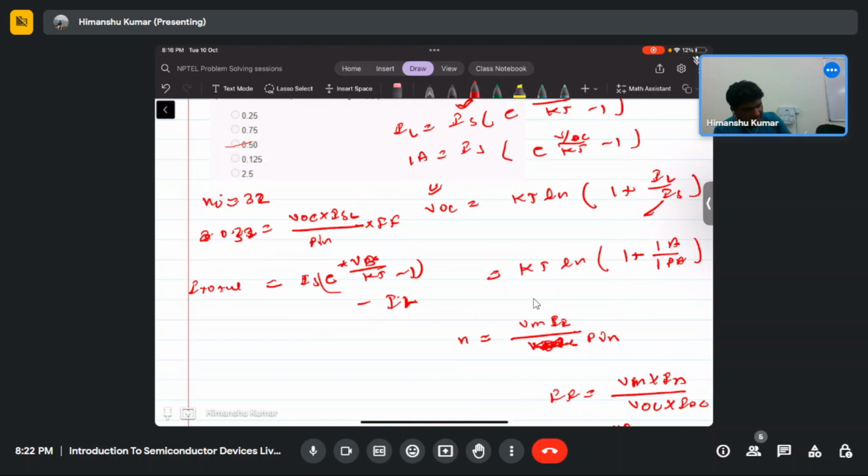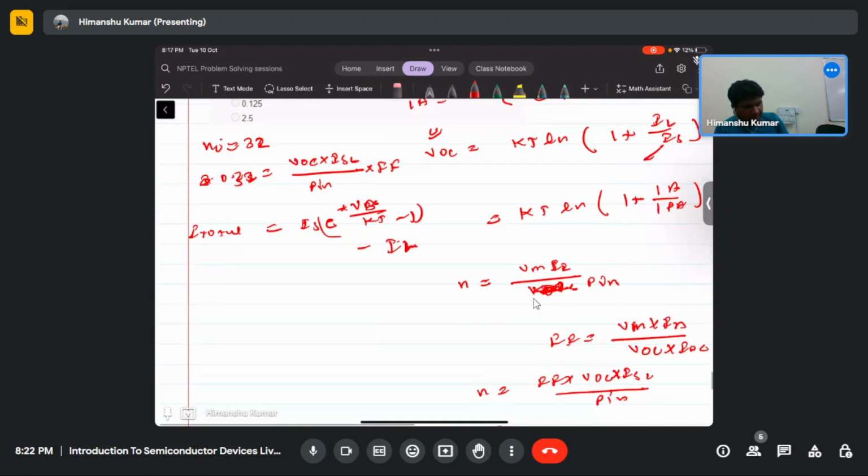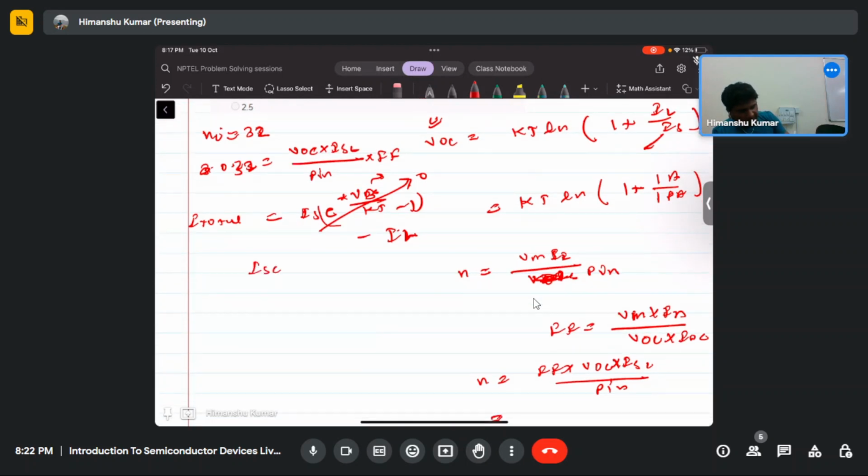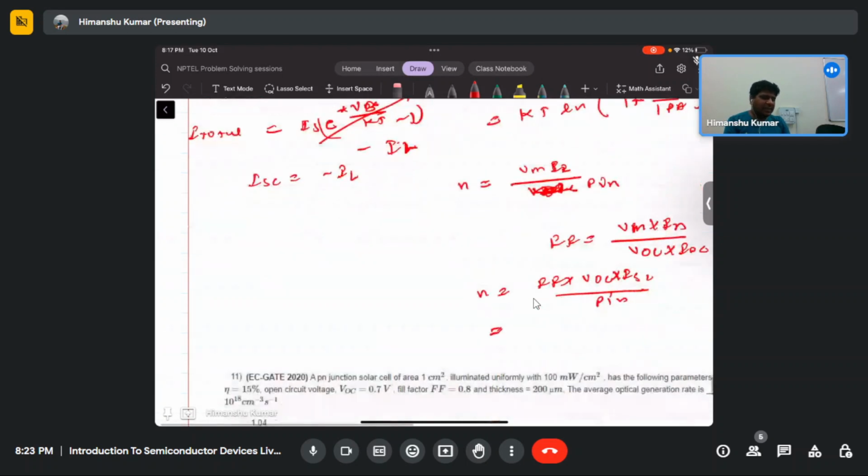So now if you put this VB at 0, that is short circuit, this will be at 0, then this exponential will become 1, this term will go to 0, right? So that your ISC will become minus IL, and IL we have given.